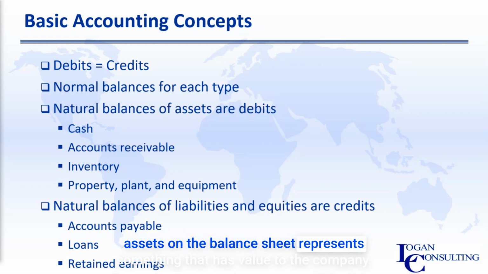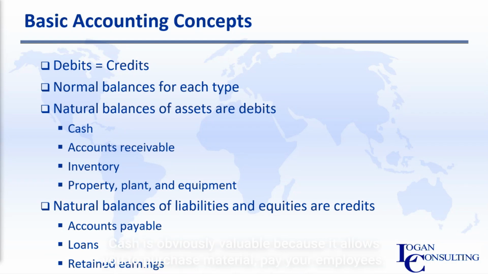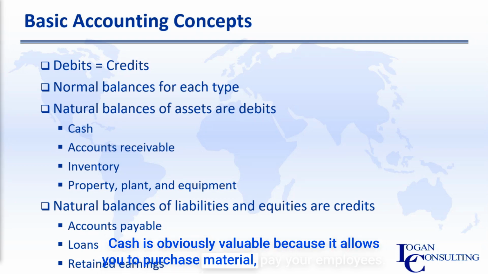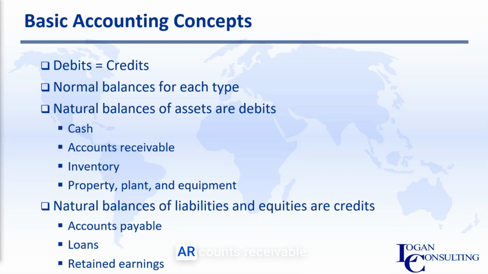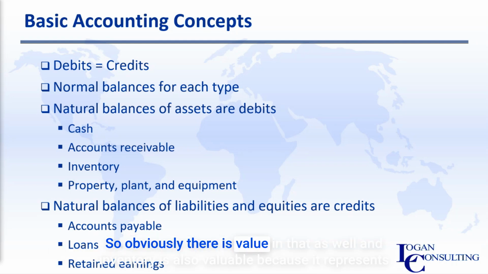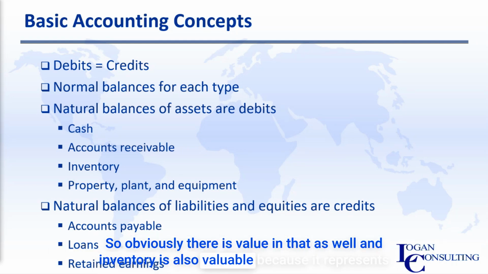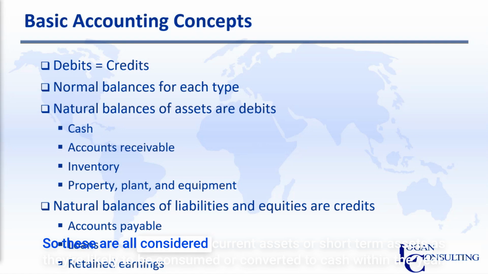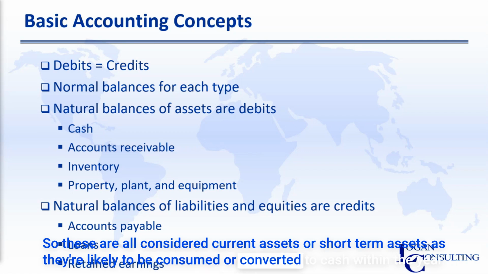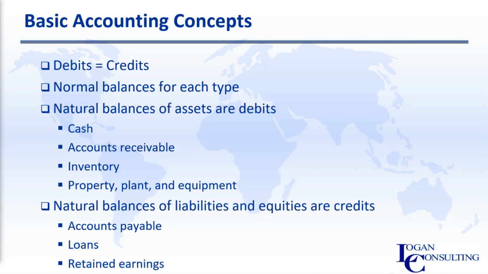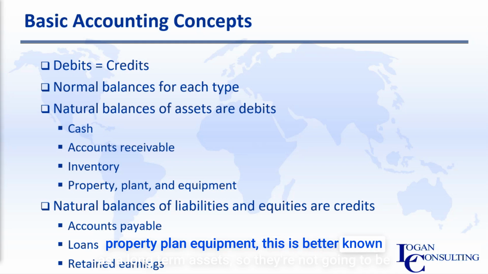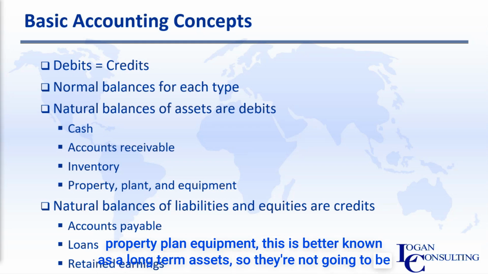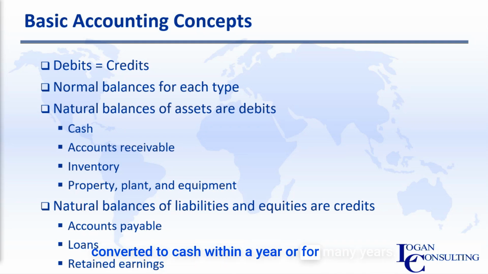Assets on the balance sheet represent something that has value to the company. Cash is obviously valuable because it allows you to purchase material and pay your employees. AR, accounts receivable, indicates money that will be paid to you by your customer, so there is value in that as well. And inventory is also valuable because it represents what you will sell to your customers. These are all considered current assets or short-term assets, as they're likely to be consumed or converted to cash within the year. Property, plant, and equipment is better known as a long-term asset, so it's not going to be converted to cash within a year, but over many years.